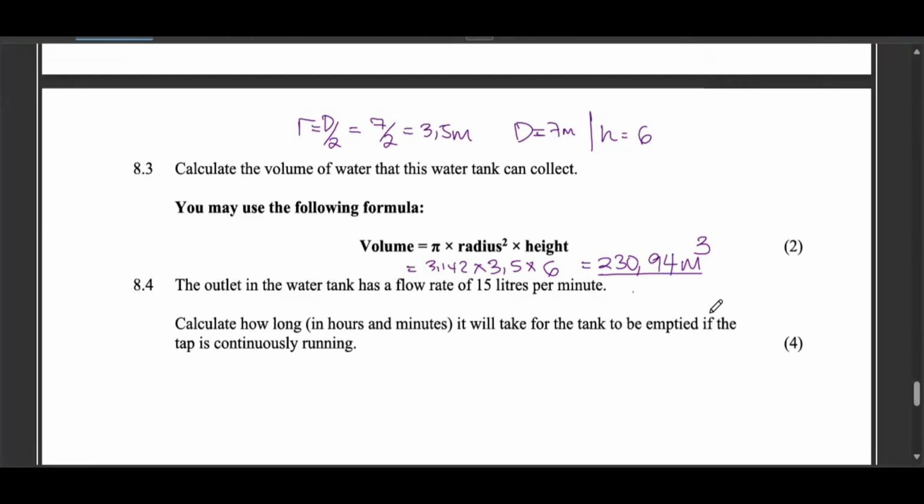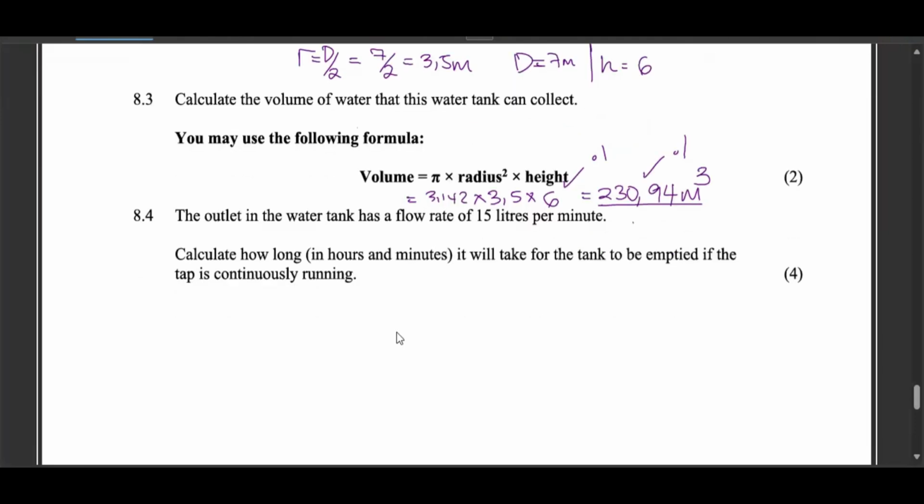So here you see 2 marks. One for substitution, definitely, and the other is for the final answer. Answers are only awarded 1 mark. Please avoid that. Let's come in and we see. Now they're telling us the outlet in the water tank has a flow rate of 15 liters per minute. Calculate how long in hours and minutes it will take for the tank to be emptied if the tap is continuously running, like it has not stopped.